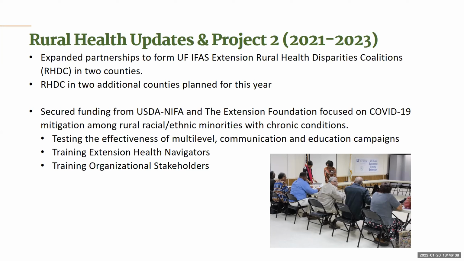We've also secured funding from USDA NIFA and the Extension Foundation, where we're focusing on COVID-19 mitigation among rural, racial, ethnic minorities with chronic conditions. That started in 2021. We are testing the effectiveness of multi-level communication and education campaigns to reduce vaccine hesitancy and increase vaccine uptake. And we have 7 counties for that project.